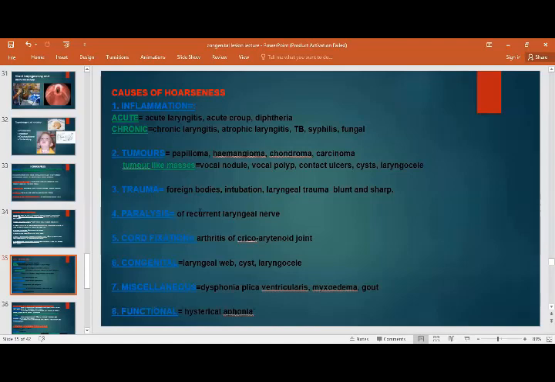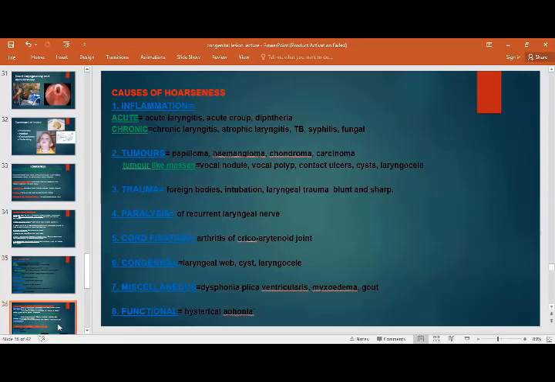And then, of course, the most important cause is nerve paralysis. And there can be fixation due to arthritis of the joint. There are also congenital conditions. And miscellaneous causes, like hysterical aphonia. These are some conditions that lead to voice changes.